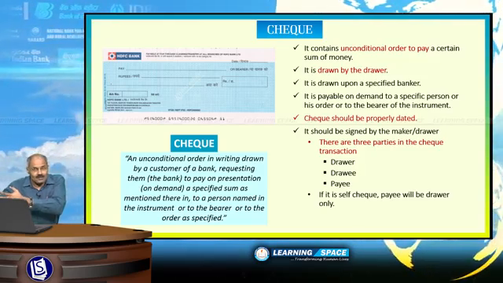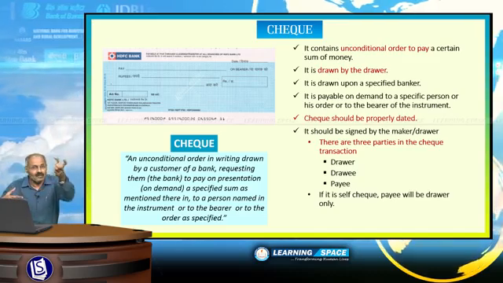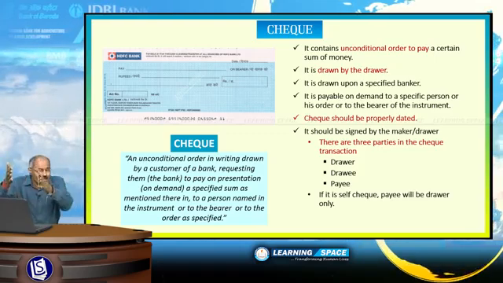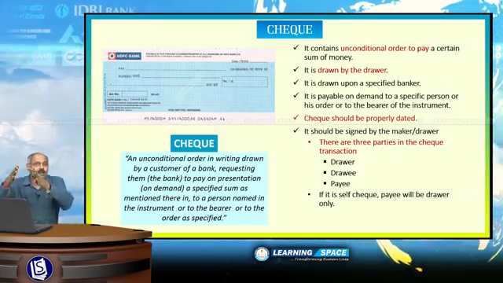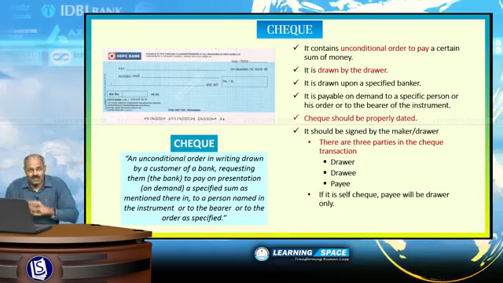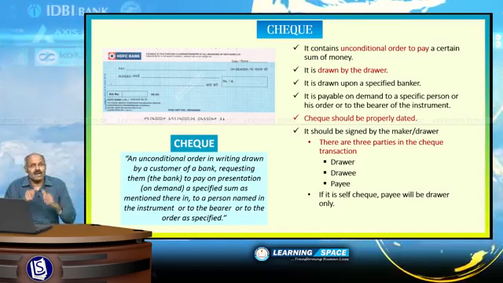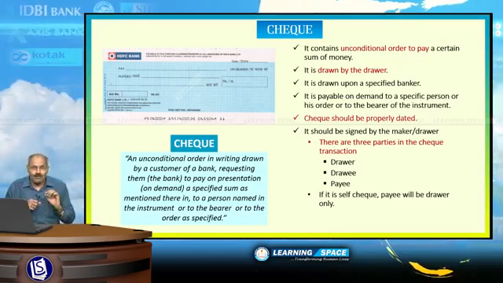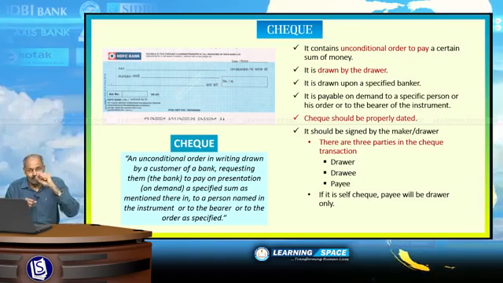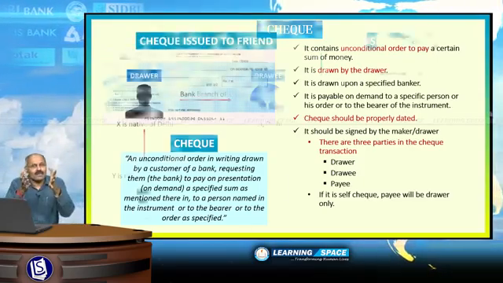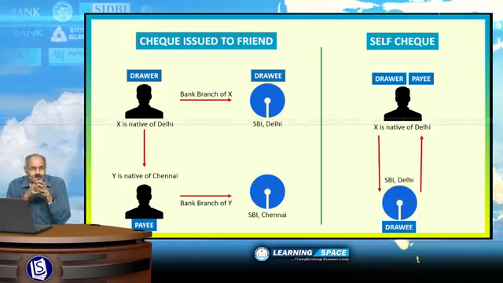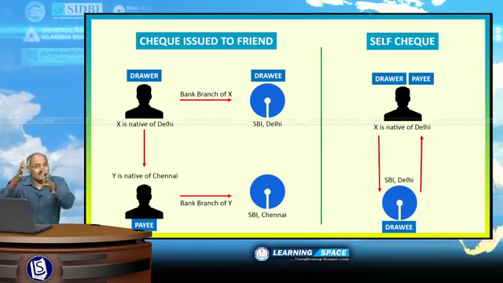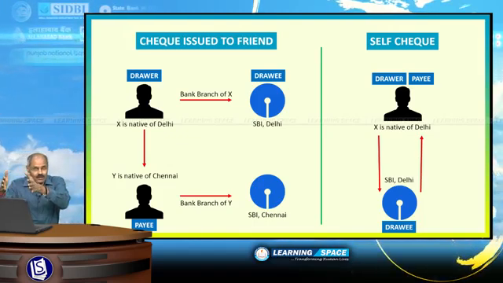In this PPT you are looking at the specimen copy of the check, the definition of check and various features of the check, that means the rules and regulations or the properties of the check. And before understanding what is meant by drawer, drawee, payee, I would like to take up one example, right. So, let us look at this illustration, left side and right side. Left side is a check issued to a friend, right side is a self check, right.